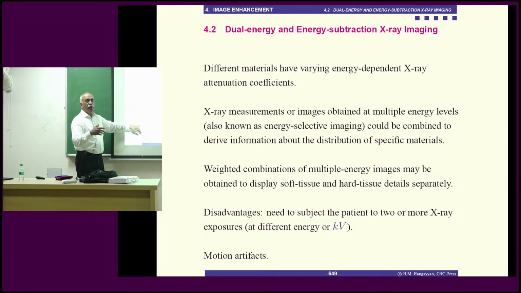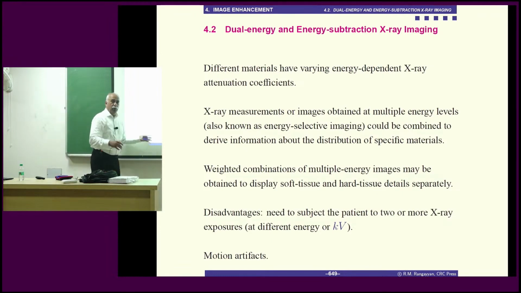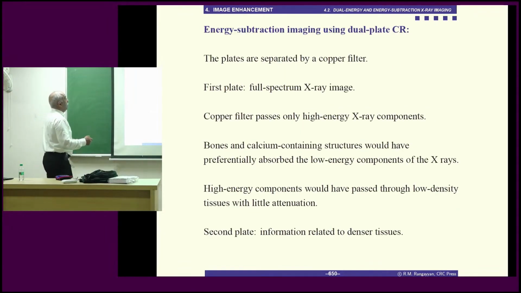Typically, to do this, you get multiple images, but that has the disadvantage that the patient has to be exposed repeatedly at different energy levels, and that is the kilovoltage in the tube that is applied for the acceleration of the electrons. And then there will be motion artifacts. So in this technique, there are multiple plates separated by a copper filter. So they used plates that give you a distribution like a charge distribution. It's indirect digital radiography, that's what they used.